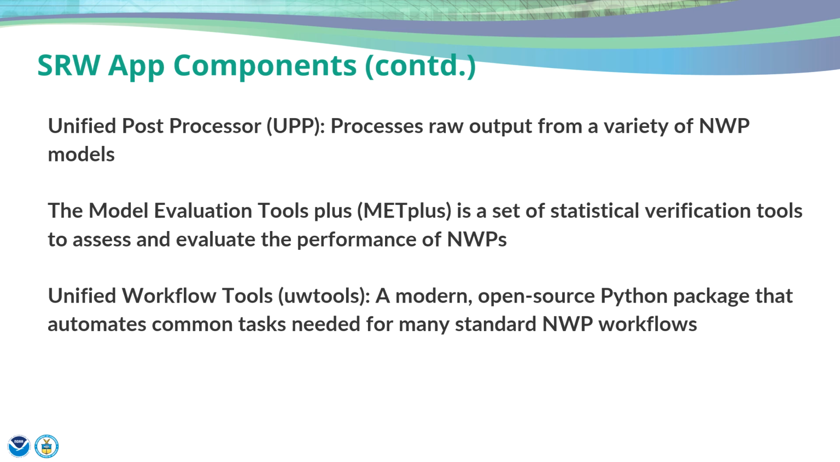The components of the SRW application also include the Unified Post Processor, or UPP, to help process raw output from a variety of NWP models, which can be used for visualization, plotting, etc. The Model Evaluation Tools Plus is a set of statistical verification tools used to assess and evaluate the performance of the NWP. And there is the Unified Workflow Tools, which is a modern, open-source Python package. It automates common tasks needed for many standard NWP workflows. We will be discussing these components in detail during the next tutorial.